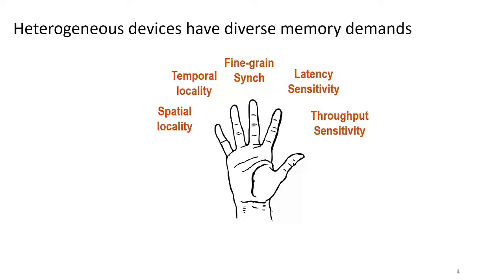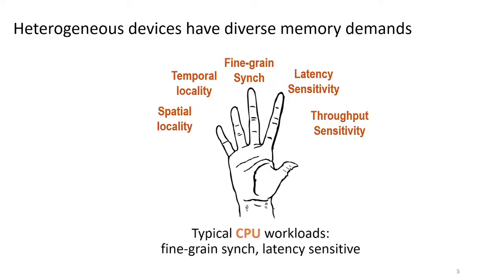Well, a key problem with heterogeneous systems, unlike the previous world of CPUs, is that these devices are specialized for specific data access patterns. The whole point here is specialization. And so they're trying to deal with different workloads. Some workloads might have spatial locality, some might have temporal locality, some may have fine-grained synchronization, some may be latency sensitive, some may be throughput sensitive, and to get the best performance, the best specialization, you want to specialize to each of these types of systems.